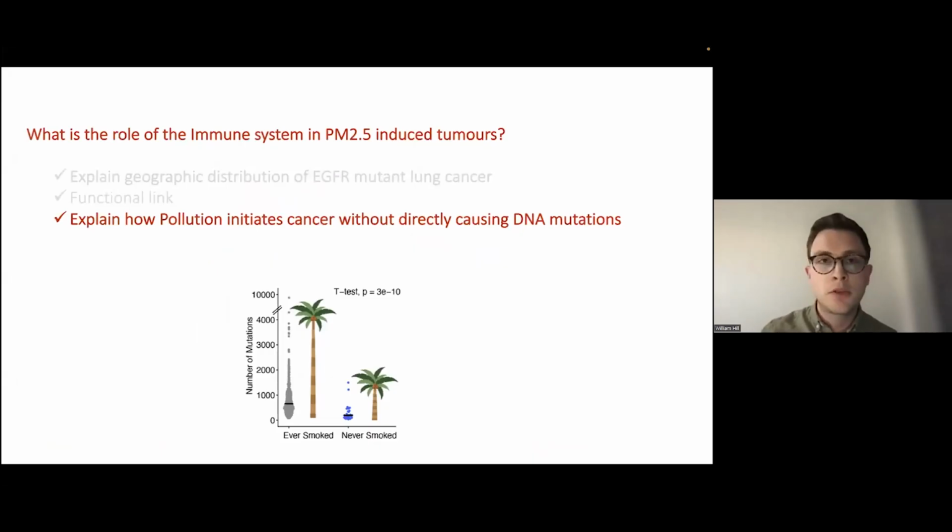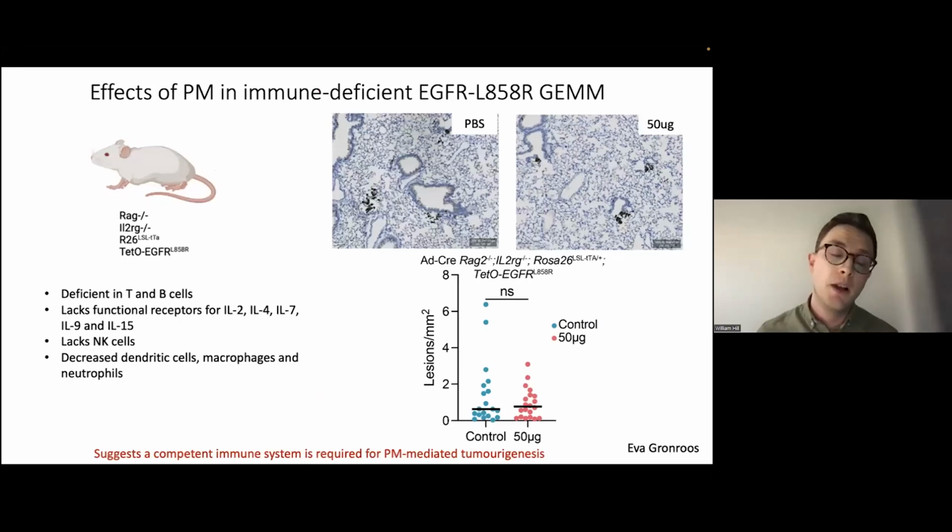And so what we did was we crossed our genetically engineered mice to Rag null IL-2 receptor gamma null mice. So these mice are broadly immune deficient. They're lacking T cells, B cells, NK cells, and also a disrupted myeloid compartment. And when we repeated the same experiment, the same exposure protocol and harvesting, we saw no significant difference in the amount of tumor burden within these mice. So this does suggest that a competent immune system is required to mediate this particulate matter promotion effect on tumorigenesis within our model.